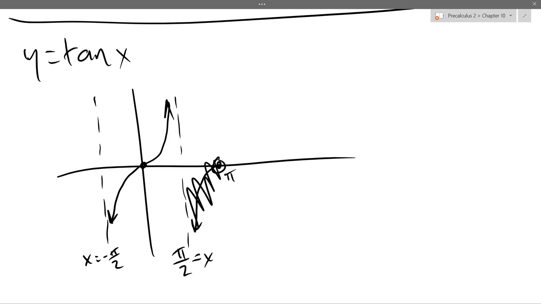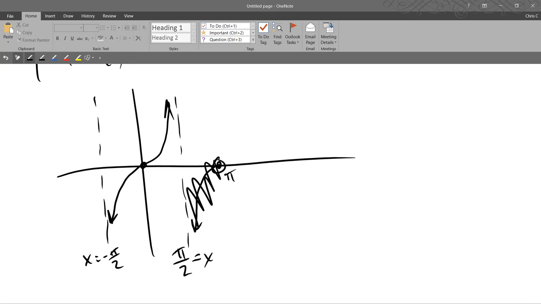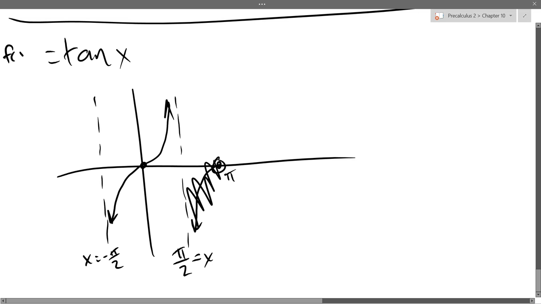We get a nice continuous graph. There are no vertical asymptotes inside of our graph here. There are some at the edge, and we'll worry about that in a minute. So we're restricting. Let's give this a better name than y. I'll call it f of x. So I want to restrict the domain.